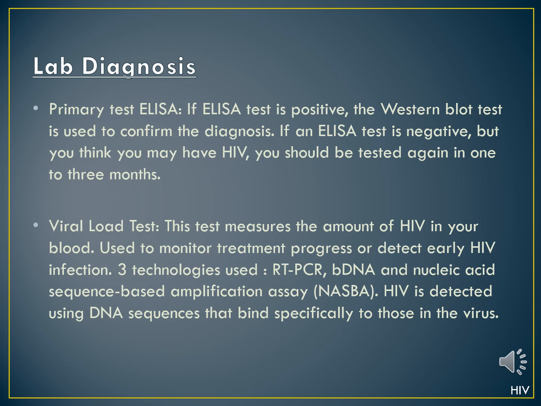The next one is the viral load test. This test measures the amount of HIV in your blood. It's used to monitor treatment progress or detect early HIV infection. Three technologies measure HIV viral load in the blood, which are reverse transcription polymerase chain reaction, RT-PCR, branched DNA, bDNA, and also nucleic acid sequence based amplification assay, NASBA. HIV is detected using DNA sequences that bind specifically to those in the virus.